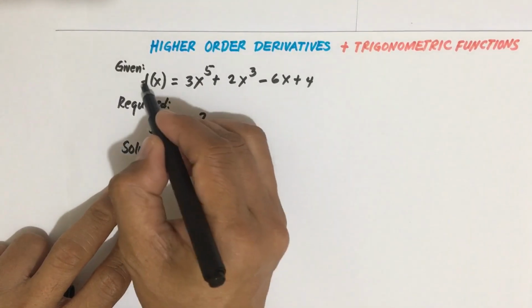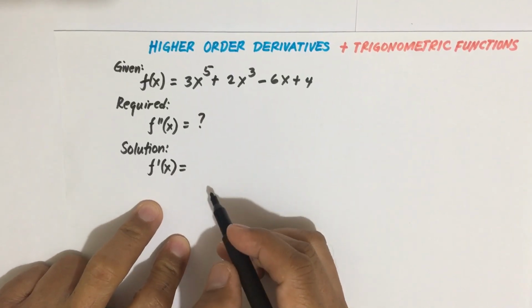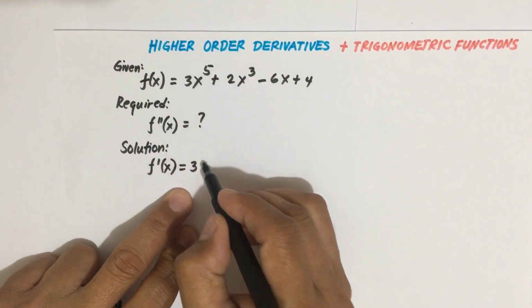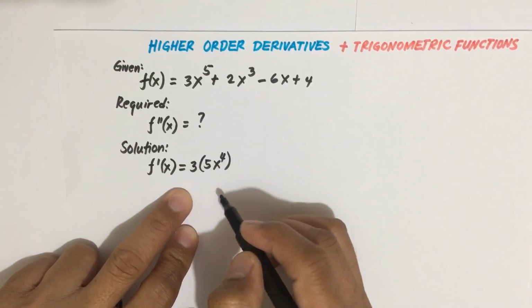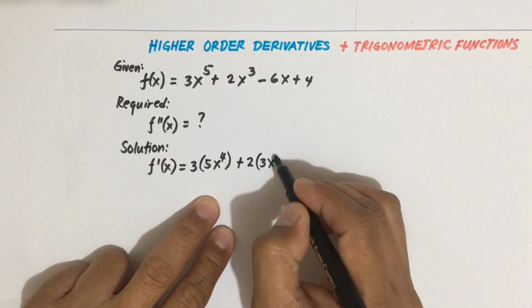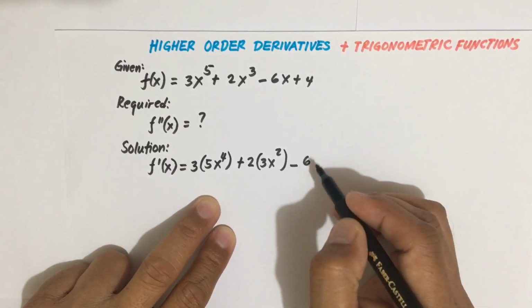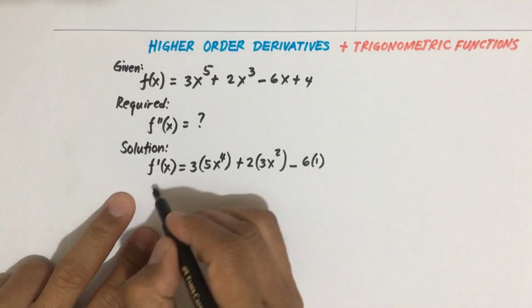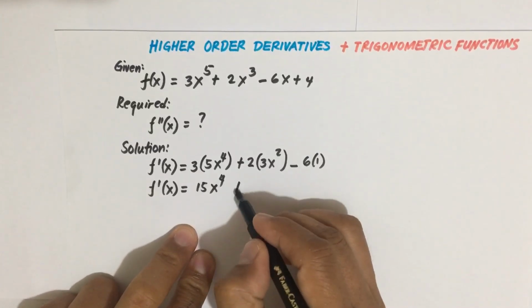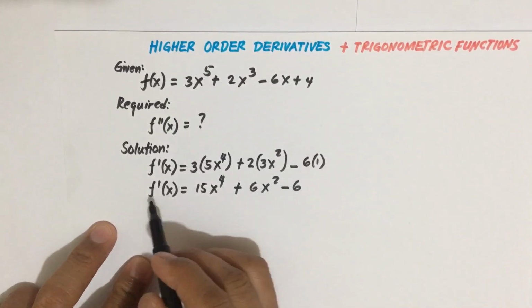Right, so from our given f of x, f prime of x is equal to, so we'll apply the power rule in differentiation. We have of course the constant 3, then from the power rule, we have 5x to the fourth, right? Then plus 2 times power rule, 3x squared, then minus 6 times derivative of x is 1. Okay, so f prime of x is equal to 15x to the fourth plus 6x squared minus 6. Okay, so we're done with the first derivative.